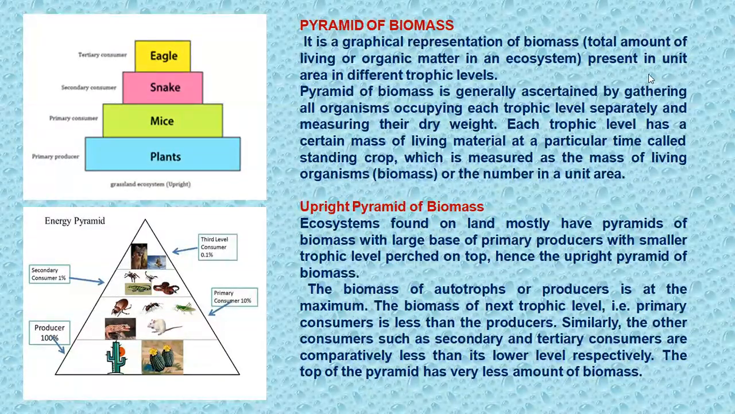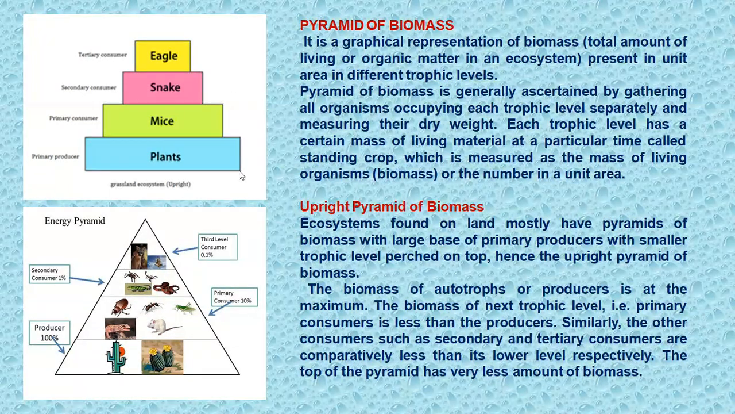Pyramid of biomass is generally ascertained by gathering all organisms occupying each trophic level, separating and measuring their dry weight. Each trophic level has a certain mass of living material at a particular time called standing crop, which is measured as the mass of living organisms, biomass, or the number in a unit area. This can be an upright pyramid of biomass.